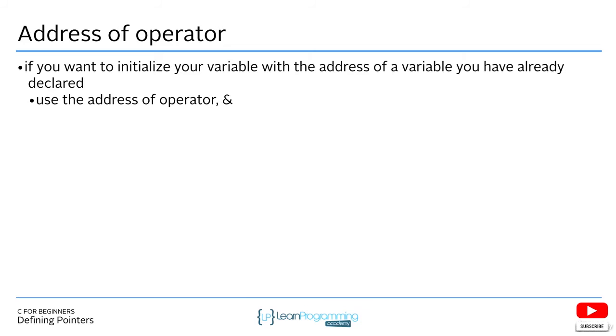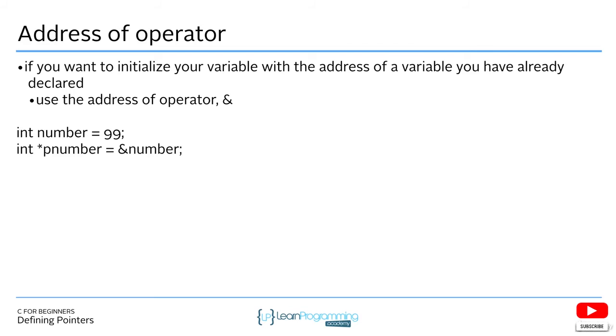The address-of operator. If you want to assign your pointer to some address, you can use the address-of operator on an existing variable. So if you want to initialize your pointer with the address of a variable you have already declared, you use the address-of operator, the ampersand. We've seen this when we've discussed the scanf function.